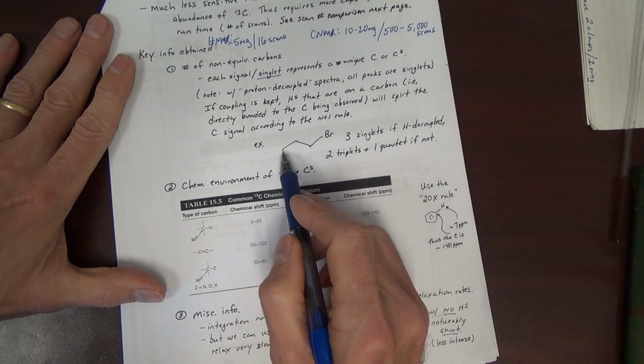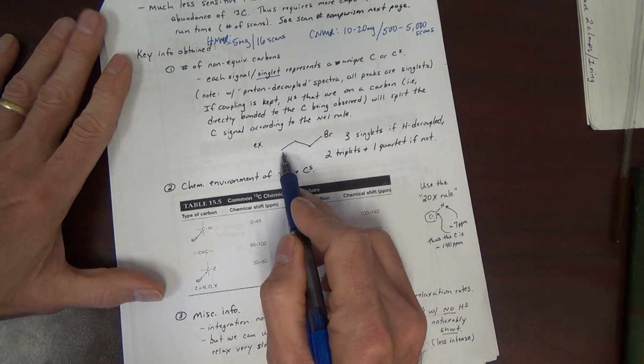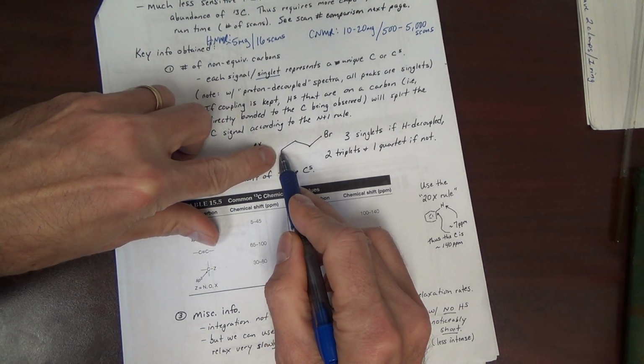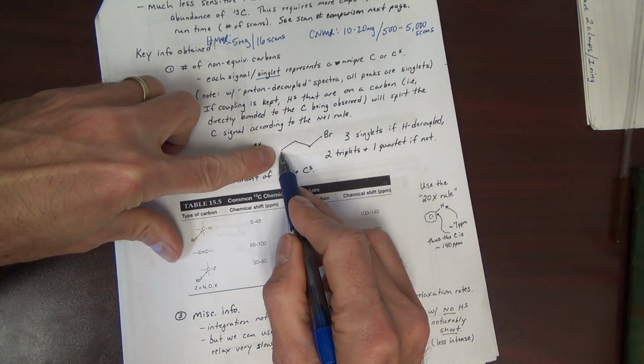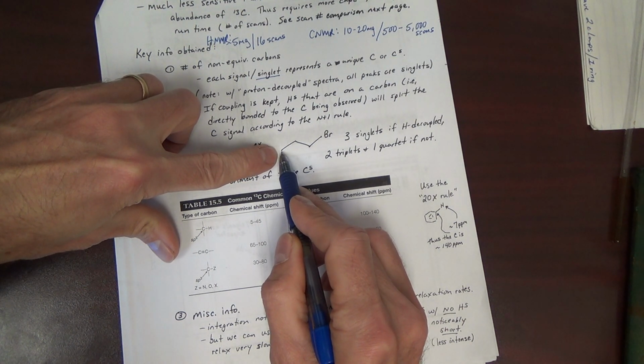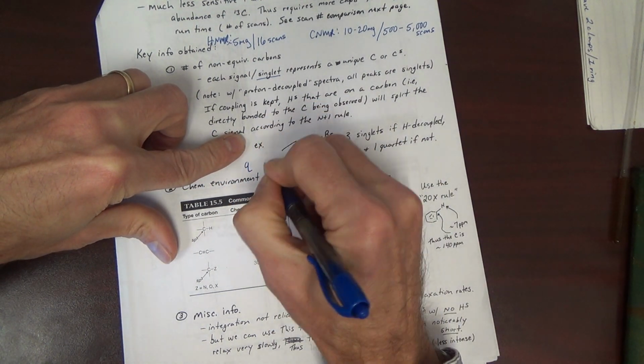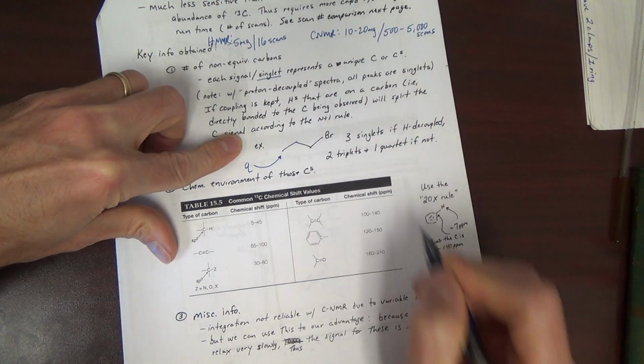Again, the coupling comes from the H's on the carbon that's being observed. The carbon on the end here has 3 H's. Those H's will split the carbon according to the N+1 rule. 3 plus 1 is 4. This will be a quartet.